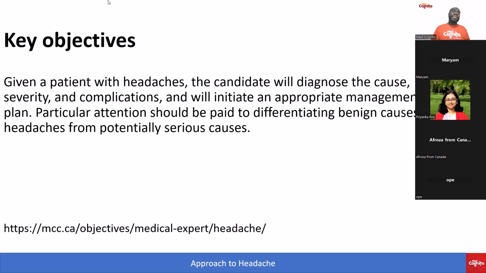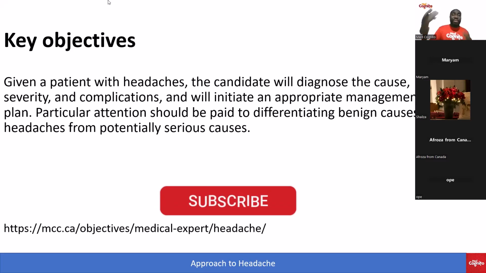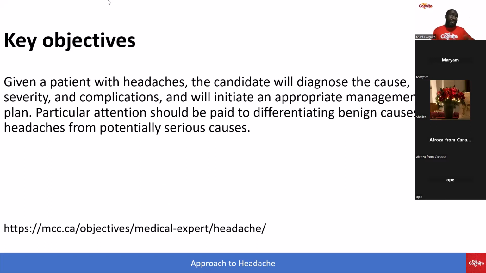Okay, so the key objective is: given a patient with headaches, the candidate will diagnose the cause, the severity, and complications, and will initiate an appropriate management plan. Particular attention should be paid to differentiating between benign causes of headaches and potentially serious causes. So I have a question. Since we mentioned some of the potentially dangerous causes of headache like subarachnoid hemorrhage, meningitis, encephalitis, carbon monoxide poisoning, what are some headache causes which are benign? Can somebody help me? Benign. Cluster headache, migraine, tension headache, which is the most common.